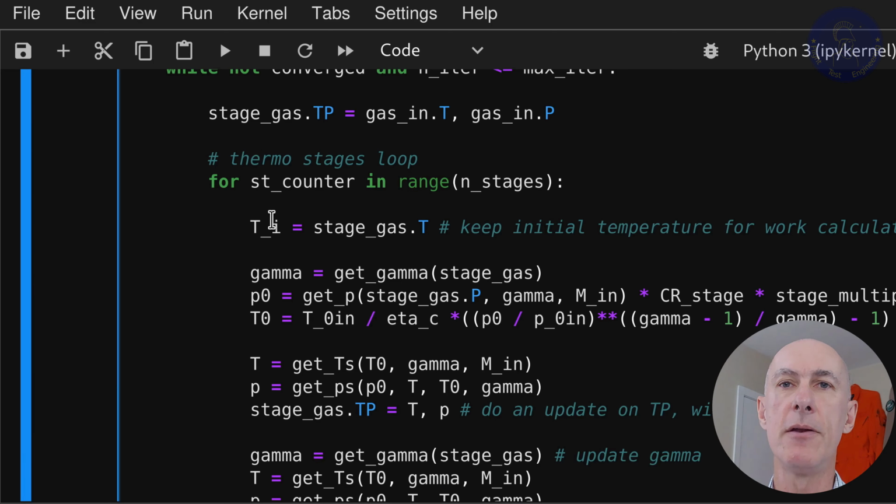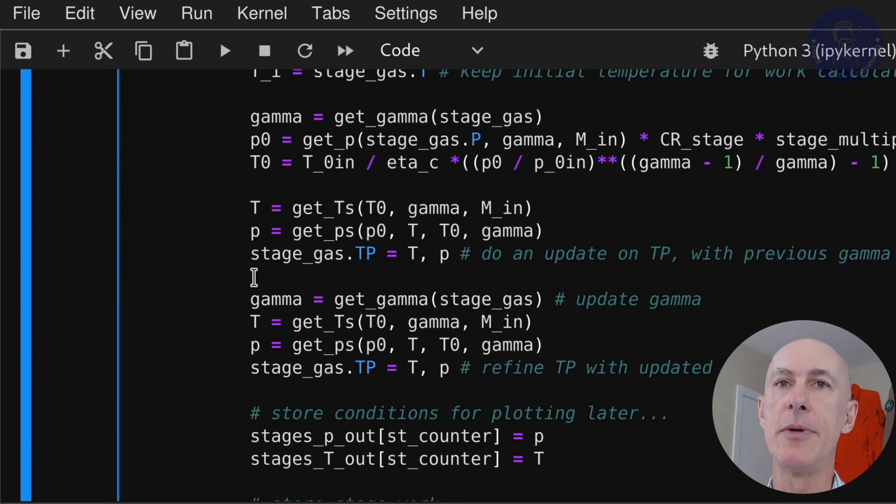We keep here the initial temperature that we have, our TI, before the compression of each stage, and to calculate the work at the end of the loop. Also, we're going to use this. Then we calculate gamma for each stage, because this is running per stage. We calculate gamma. Then we calculate the total pressure, P0 here.